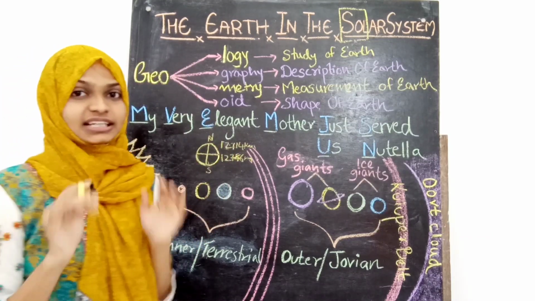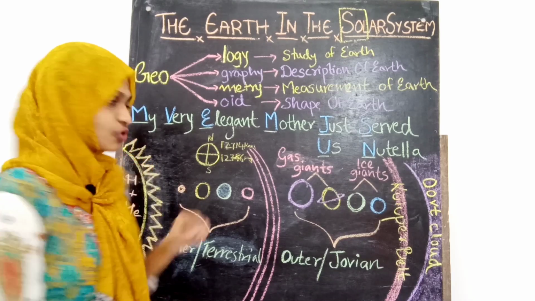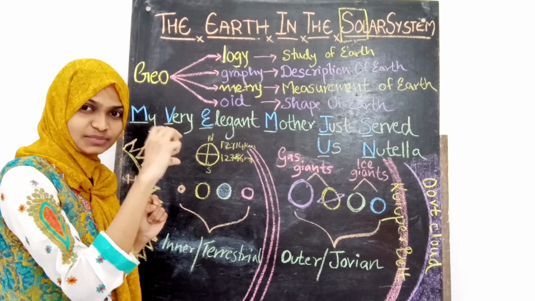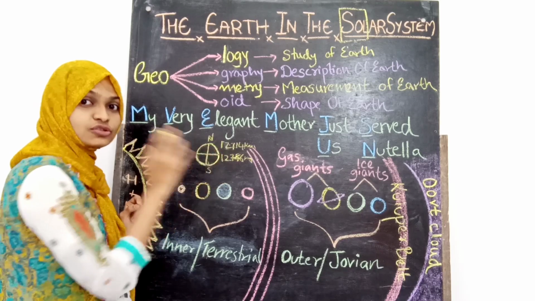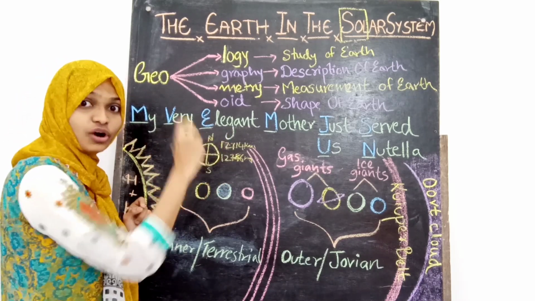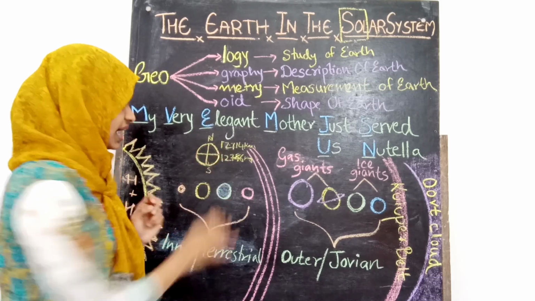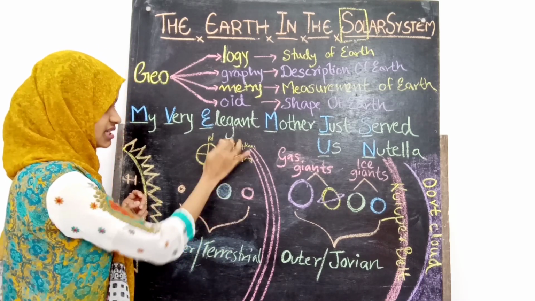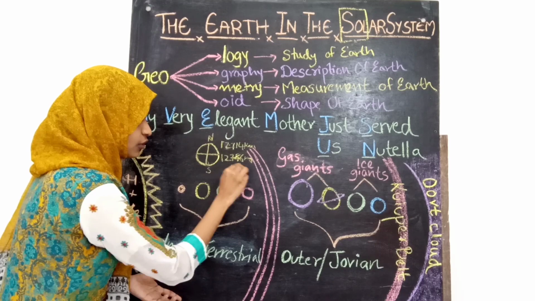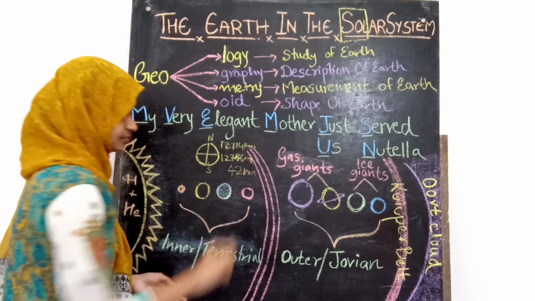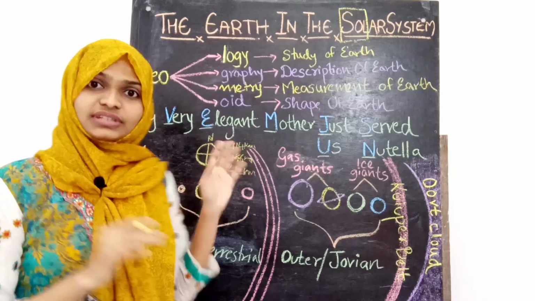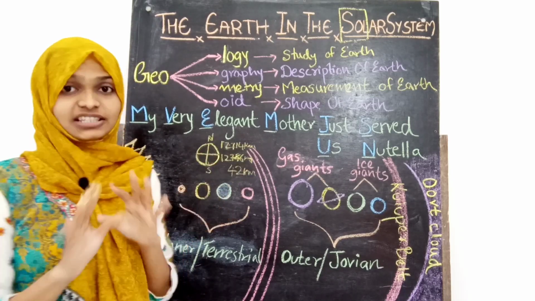This means that the gravitational force will be very strong at the poles because the distance is smaller than the distance at the equator. So the gravitational force will always be stronger at the poles and it will be weaker at the equator. And the difference of these diameters is about 42 kilometer. So this is the shape of earth. The shape of earth is geoid.